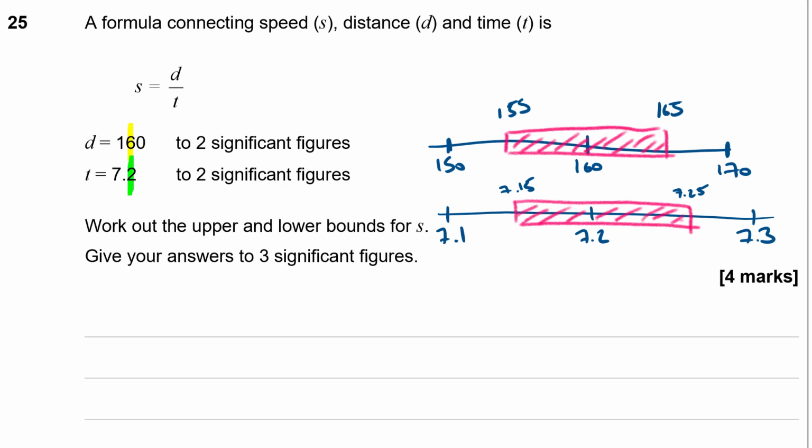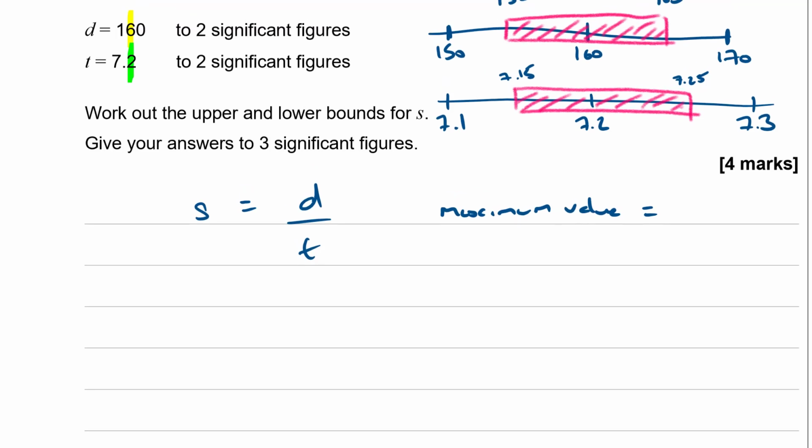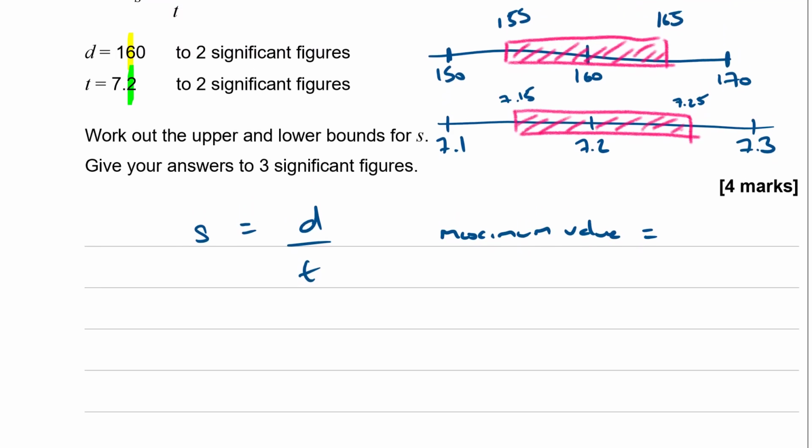Now, when I take S, which is D divided by T, my maximum value I'm going to get is if I divide my largest possible value of D, which is 165, by my smallest possible value of T, which is 7.15, and that is equal to 23.07, which I'm going to round up to 23.1 to 3 significant figures.